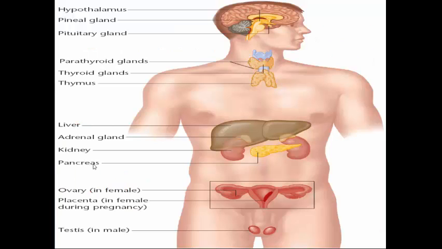All right, here's a generic image of the endocrine organs. You have the hypothalamus and the pituitary up here, which we'll talk quite a lot about in a second. Pineal gland back here. You have the parathyroids and thyroid, thymus, liver, the kidneys. On top of that, the adrenals, pancreas. And for female, of course, the ovaries, and for males, the testes.